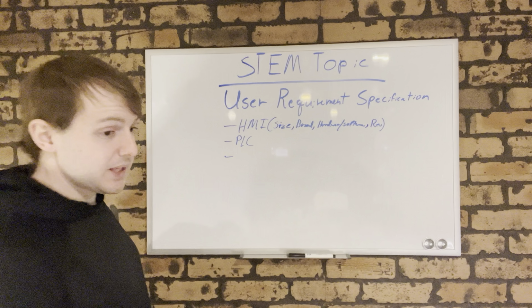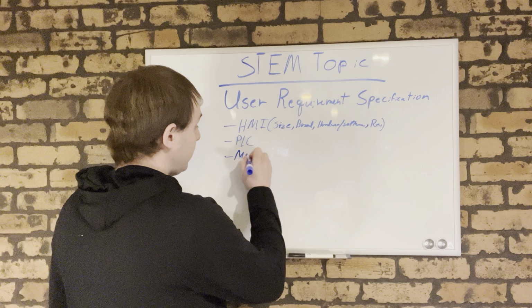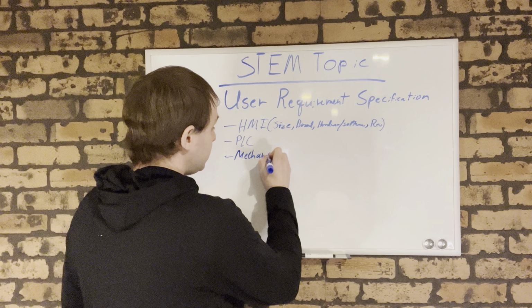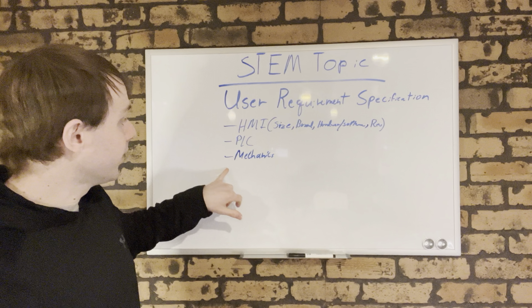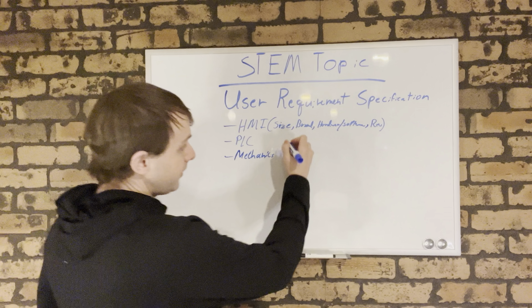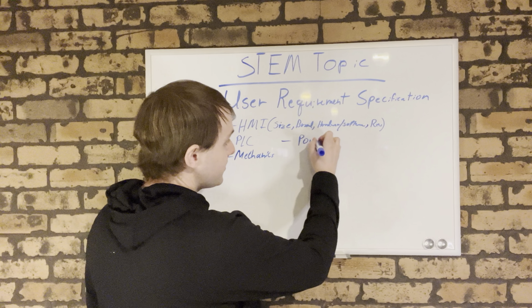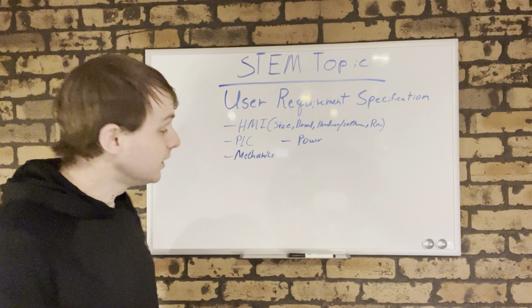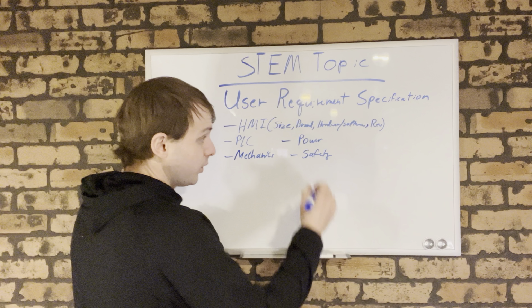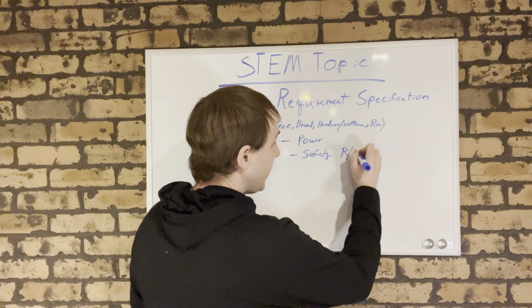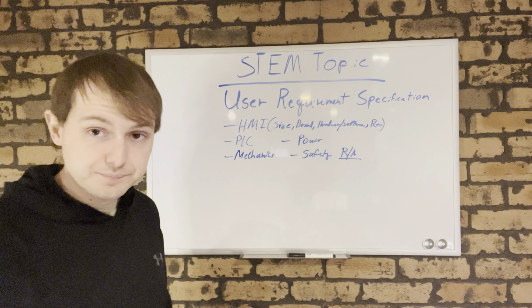We're going to talk about the mechanics of the piece of equipment as well. Coming from a person that really focuses on the electrical side, we also need to know the mechanics. With the PLC as well, we're going to need to know the power of the system, and that needs to be in there. We also need to understand, what does our safety look like? So we'll need to do an RA, or a risk assessment, on that.